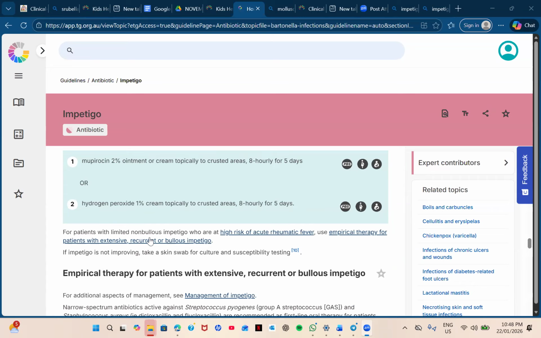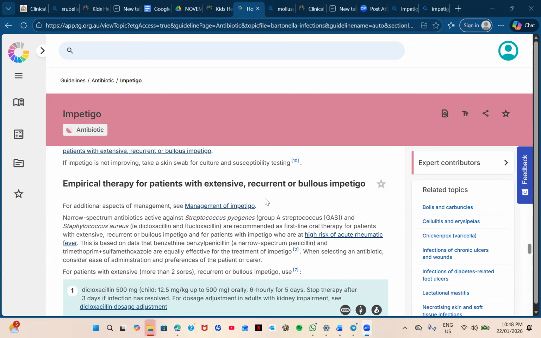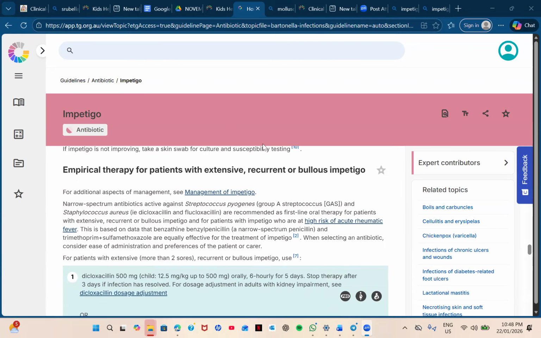Then a patient with limited non-bullous impetigo who is at risk of acute rheumatic fever, use the bullous impetigo treatment, okay? That is the empirical treatment for extensive recurrent or bullous impetigo. And one more thing we should know: a patient who has non-bullous impetigo with high risk of acute rheumatic fever should also be treated with this management. So remember, the bullous impetigo treatment is also used in high risk patients with non-bullous impetigo.